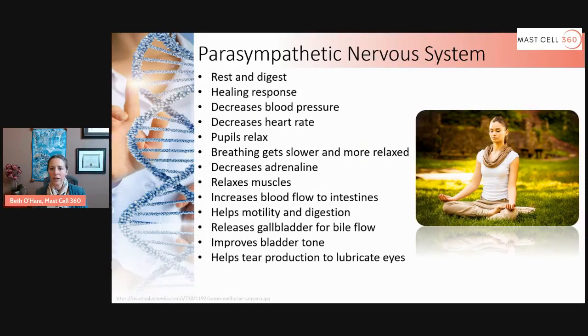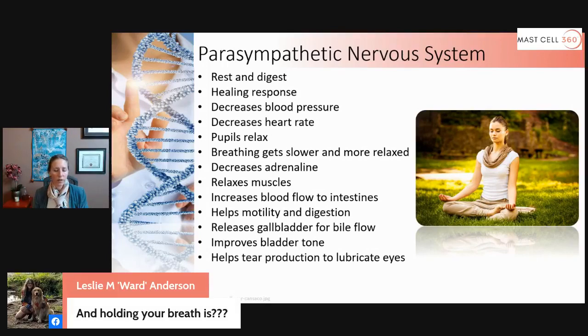And Leslie was asking, now what about holding your breath? So holding your breath is sympathetic. So if you catch yourself holding your breath, or your breath is shallow up here, or it's rapid, that's sympathetic. Parasympathetic is a relaxed breath that comes down into the lower belly.